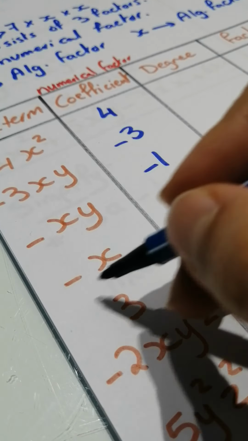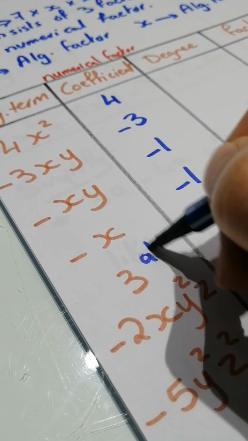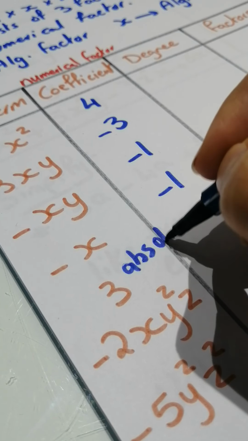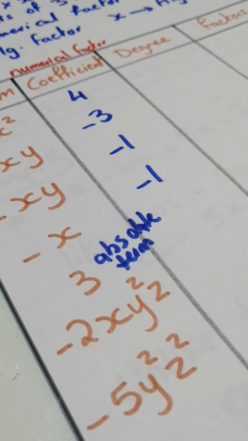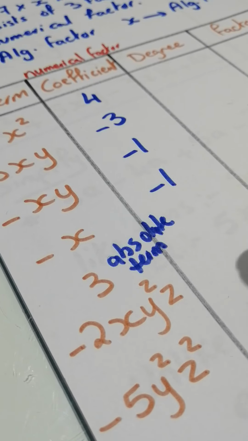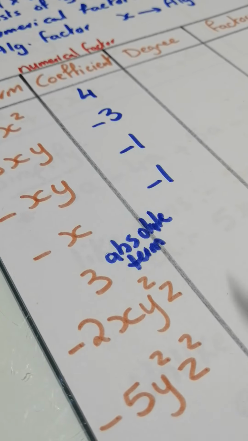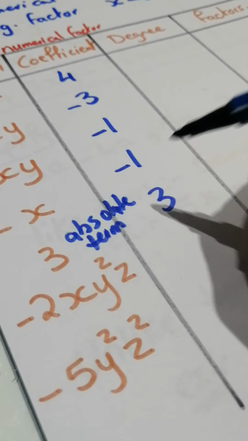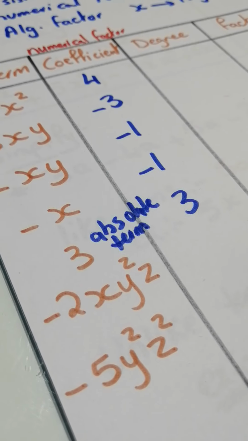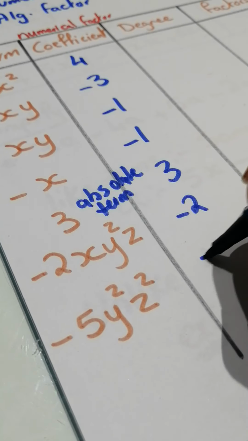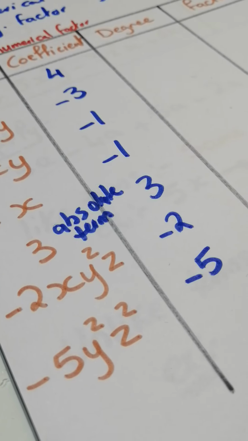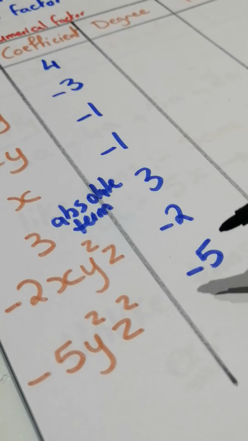3, and this is called an absolute term. It has no algebraic factor, it's only a numerical factor. So 3 is the coefficient here. Negative 2xy squared z, it's going to be negative 2. Negative 5y squared z squared, it's going to be negative 5. So like this, we know what the coefficient is.